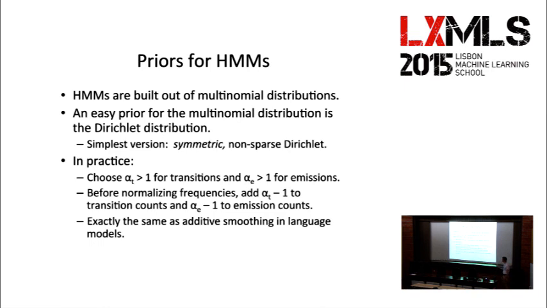In practice, what you do is you choose these hyperparameters, call them alpha sub t and alpha sub e, and they're values greater than 1. And you subtract 1 from this value, so you're adding something to each of your counts. Sometimes they're called pseudo counts. It's just like additive smoothing in language models, if you know about smoothing in language models. You just add this extra value to every count before you normalize. And it's a way of biasing your model to be a little bit more smooth. It's a way of avoiding overfitting.